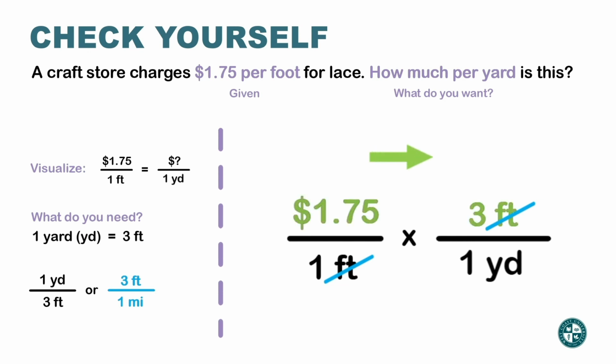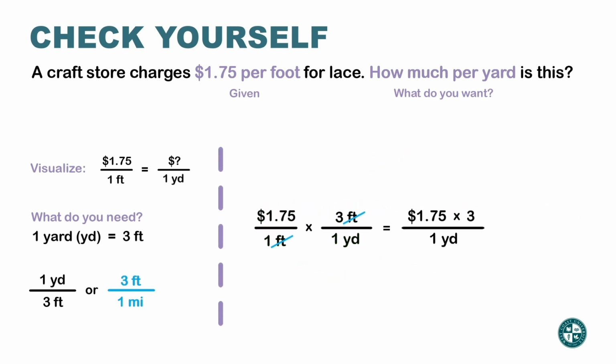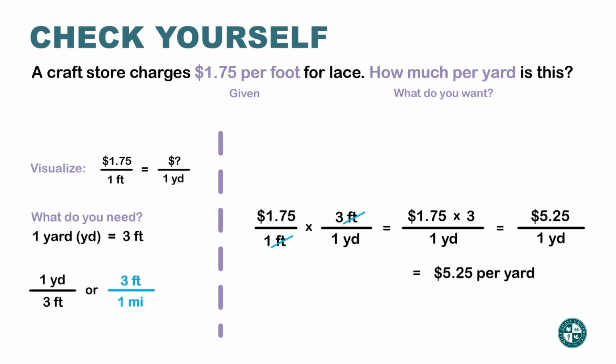Now I'm going to multiply top with top, bottom with bottom, and then I'm going to simplify. And I get $5.25 over 1 yard. Remember to simplify this using the word per. So what will be the final answer? $5.25 per yard.